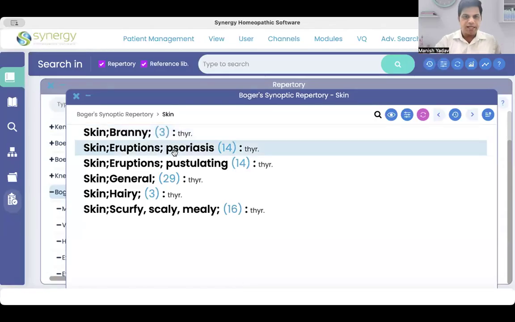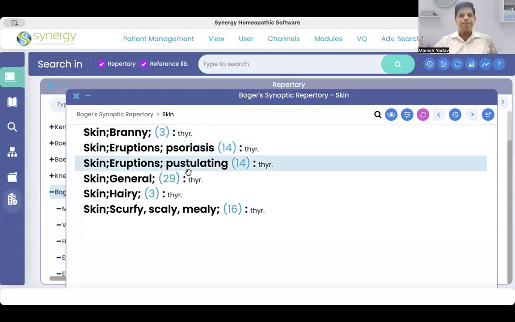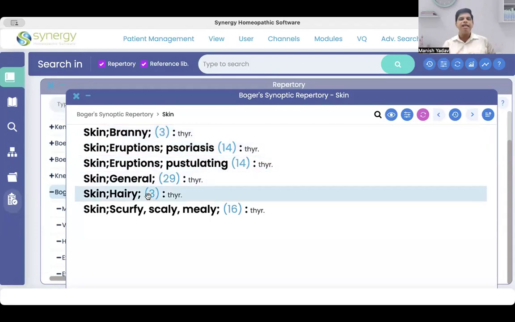Eruption psoriasis, we know that. Eruption pustulating, general. Hairy, skin hairy. And this is interesting. If you open skin hairy, there are two more remedies: Medorrhinum and Thuja. Arms hairy, Medorrhinum. Unusual hairy growths in the ear, Thuja. And general, of course, thyroidinum is another very close remedy. So looking at this hairy remedy, you can also think of thyroidinum.